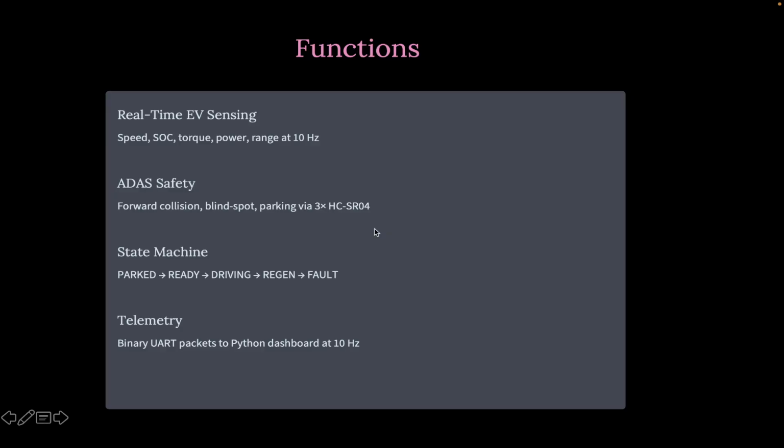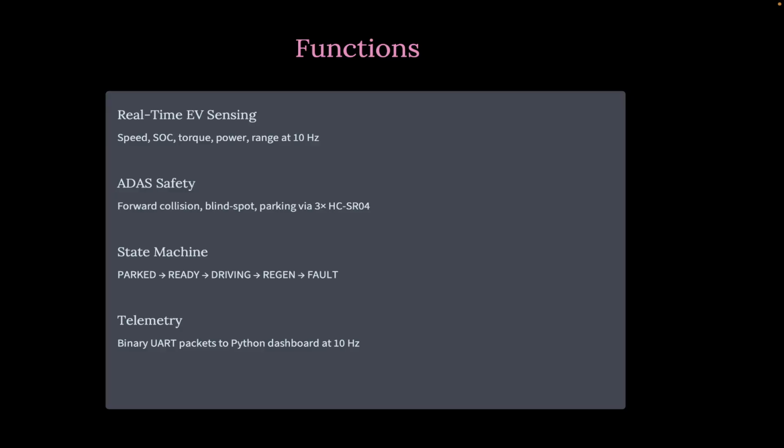Now, moving to the functions and what the dashboard does. It provides real-time EV sensing. Basically the system continuously measures the speed, battery charge, torque, and power. Then about the ADAS safety. For safety reasons we have used three ultrasonic sensors, and here I've used the HC-SR04 in my project, which helps in warning about collisions and blind spots. It also helps with parking.